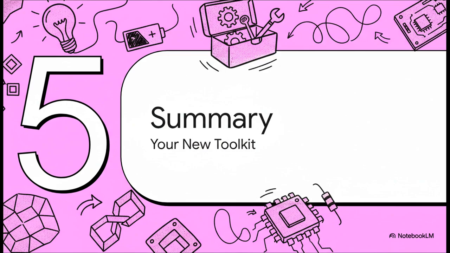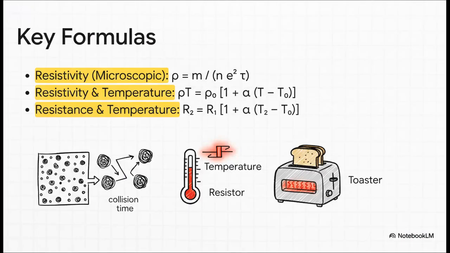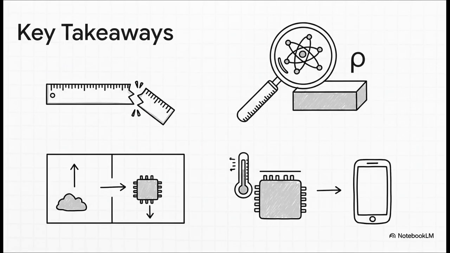Wow, okay. We've gone all the way from the limits of Ohm's law down to the microscopic properties of materials and all the way back up to real-world devices. Let's quickly summarize what we've learned and add these powerful new ideas to your mental toolkit for understanding electricity. Here are the 3 core formulas we looked at. First, that microscopic view of resistivity, which shows it's all about the number of charge carriers and how often they collide. Second, the formula that links a material's resistivity to temperature using that key alpha coefficient. And third, the practical version of that formula for resistance, which is the one we use to figure out how hot our toaster got.